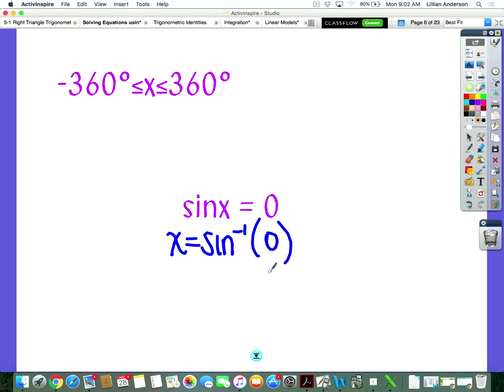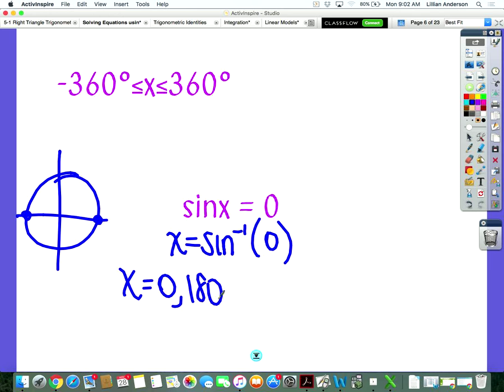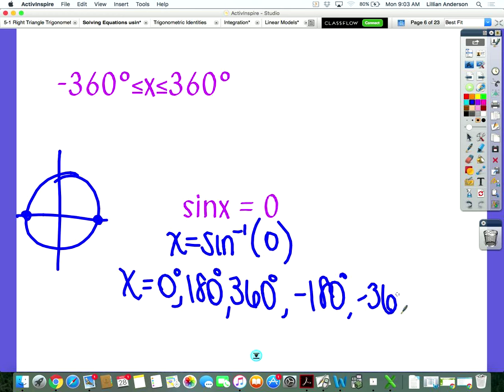So of course you take the inverse and you ask yourself where on your unit circle in degrees is sine 0. Well, that happens right here as well as right here. So your values are going to be 0, 180, and 360 going in the counterclockwise direction, and then negative 180 and negative 360 going in the clockwise direction.